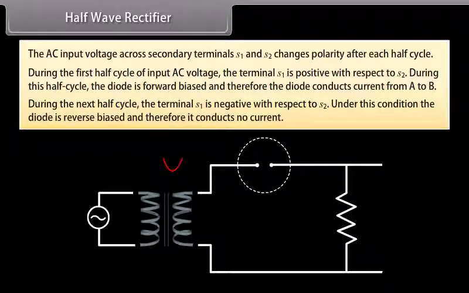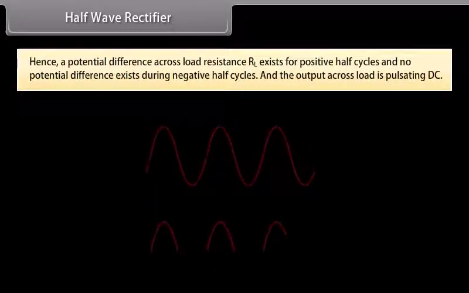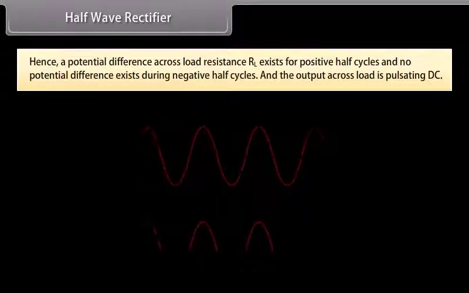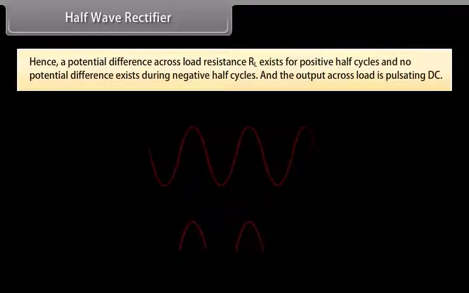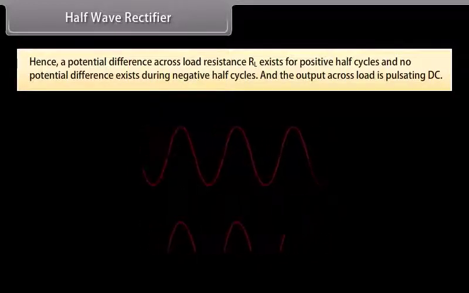During the next half cycle, the terminal S1 is negative with respect to S2. Under this condition, the diode is reverse biased and therefore it conducts no current. Hence, a potential difference across load resistance RL exists for positive half cycles and no potential difference exists during negative half cycles. And the output across the load is pulsating DC.